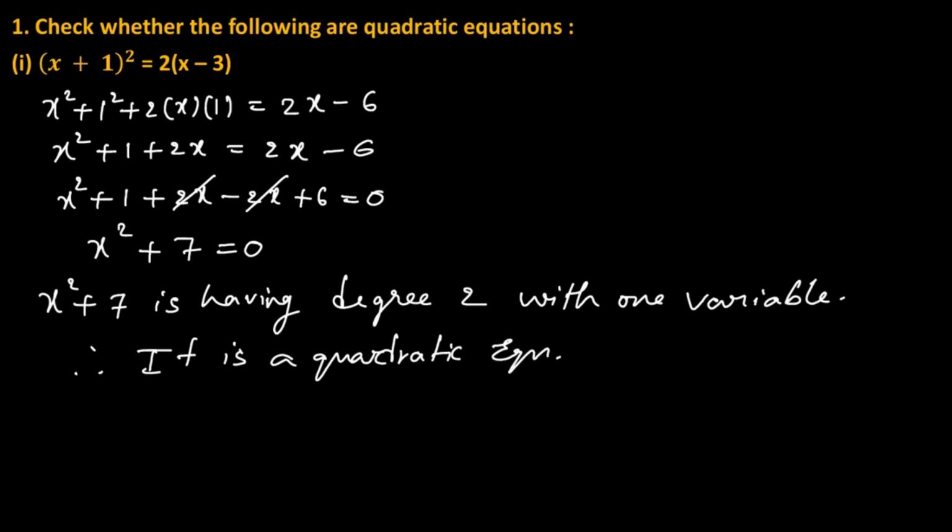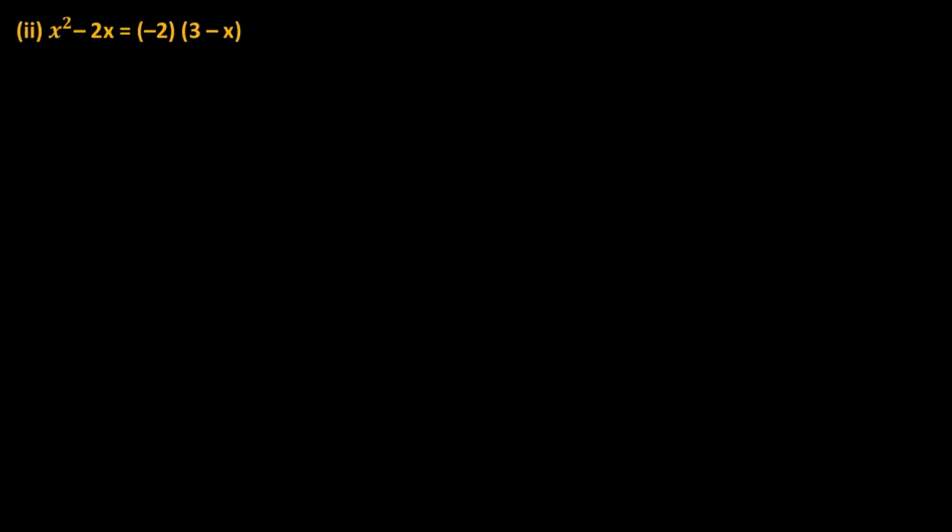Let's go to the next problem. x square minus 2x is equal to minus 2 into (3 minus x). So here, let us simplify this. x square minus 2x is equal to minus 2 into 3. Minus into plus is minus, so minus 6. Next, minus into minus is plus. So 2 into x is 2x.